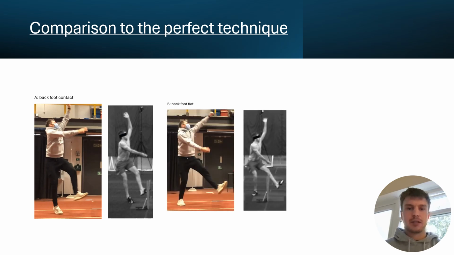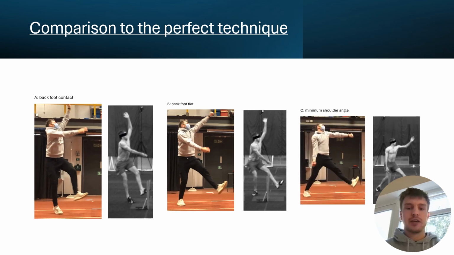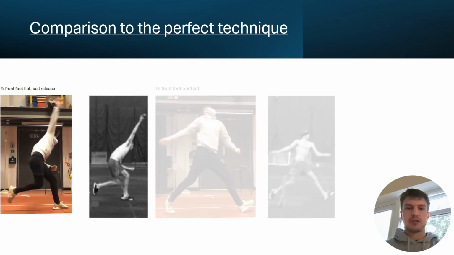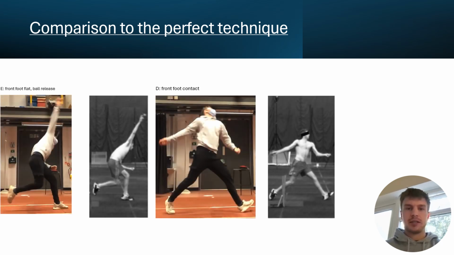The second phase begins when the back foot is flat against the floor, photo B. Changes can be seen possibly due to the physiological differences between athlete X and the model. Photo C shows the minimum shoulder angle. Again, not much difference. Photos D and E explore the final stages of the bowling action. Firstly, the lower limbs during the front foot contact stage look the same, but variation occurs in relation to the head position of athlete X.